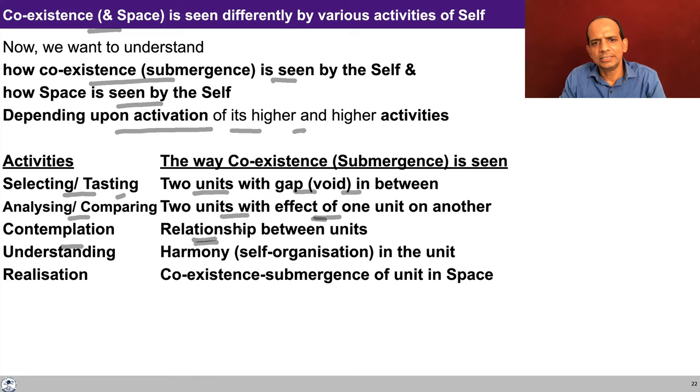So for example, I see a river flowing, right? So I can see how the water flows in the river. This is something that I observe at the level of selecting and testing. At the level of property, I'm able to see that things go from top to down. And there is something between the earth and the river because of which the river is flowing down and not going up. This is something that I see at the level of analyzing and comparing.